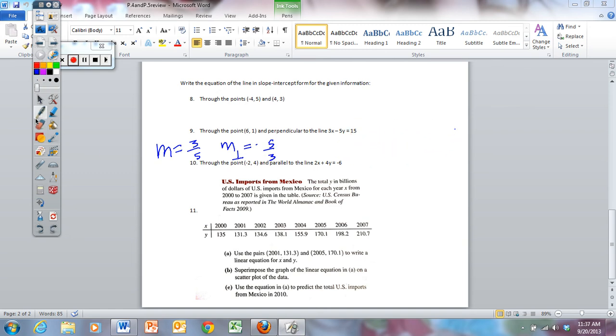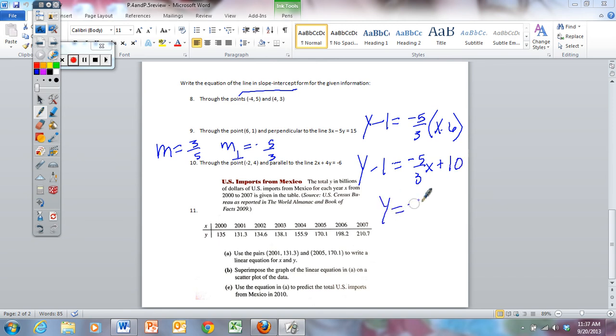So the equation of the line is y minus 1 equals negative 5/3 times x minus 6. But I have to solve for y because it wants it in slope-intercept. Y minus 1 equals negative 5/3 x plus 10. Add 1 to both sides. And there you go.